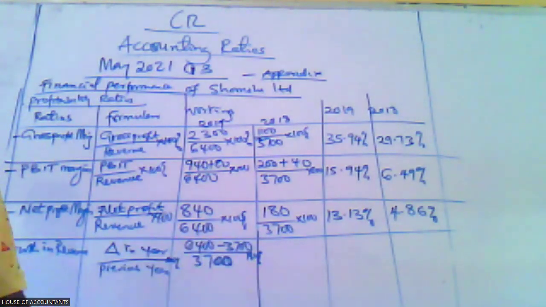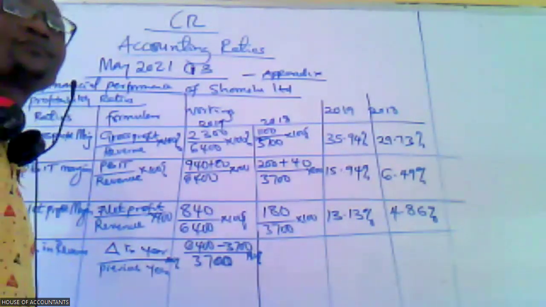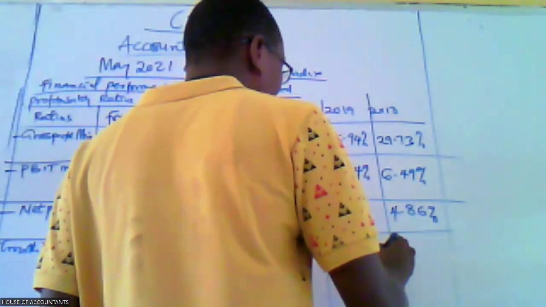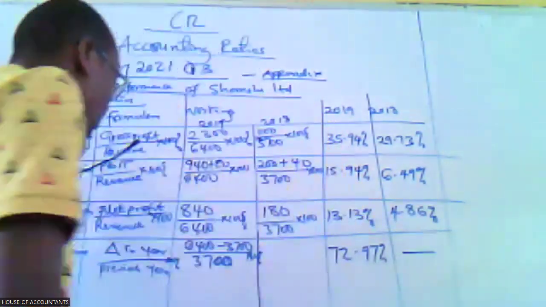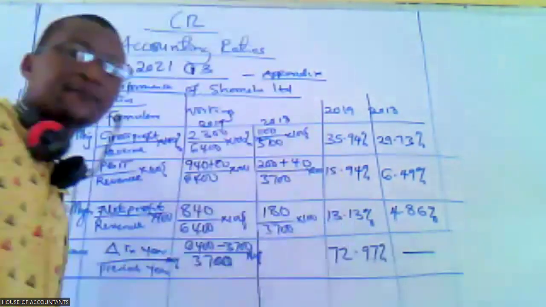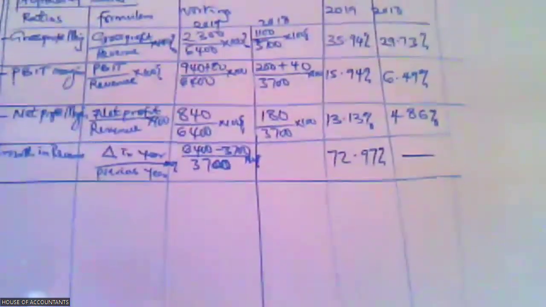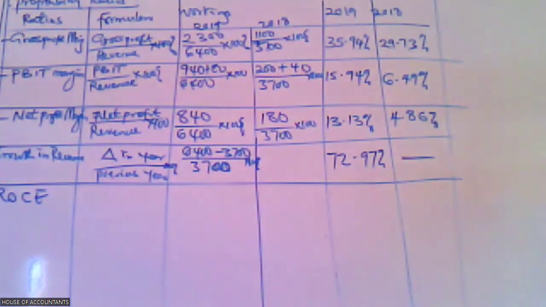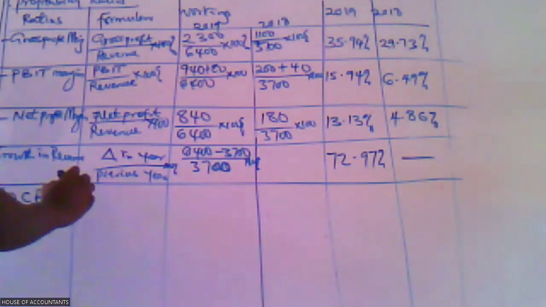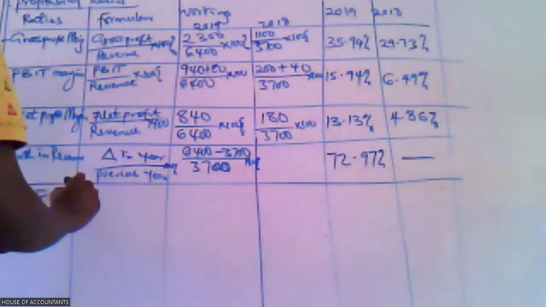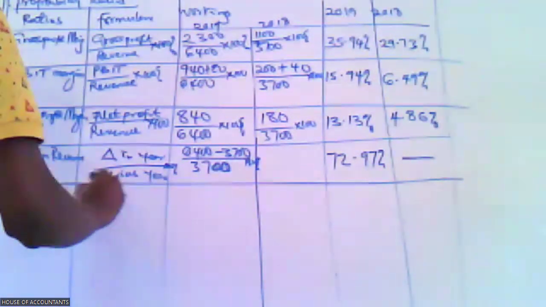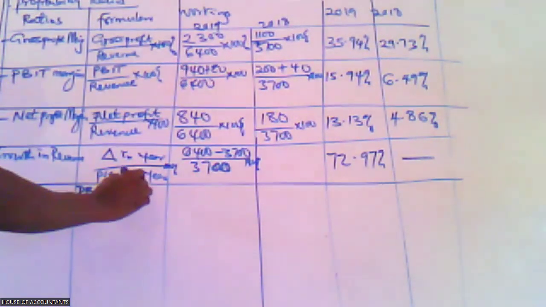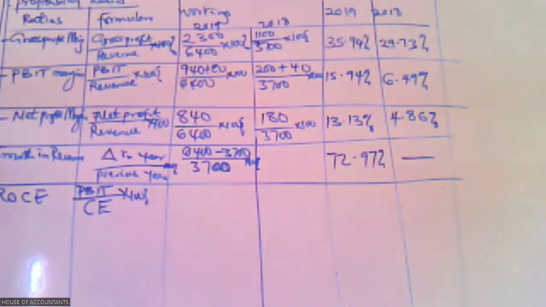So when you divide this one, what do we get? That's 72.97%. For 2018, we cannot get that. So after that, we can now calculate our what? Our ROCE. ROCE is talking about return on capital employed, which is PBIT over capital employed, multiplied by 100%.